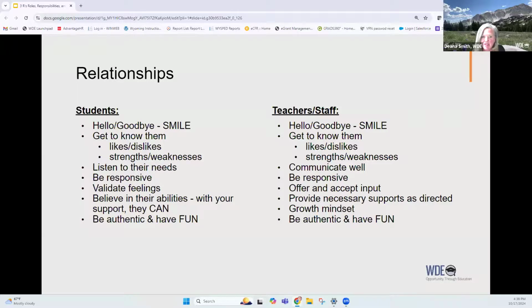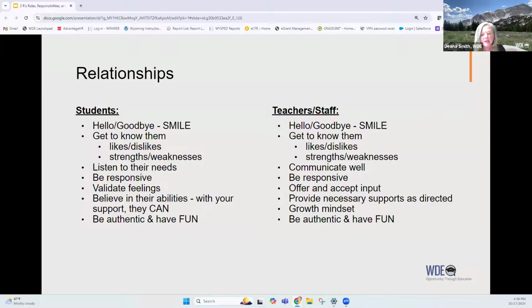So here's the one about teachers and staff. When we're talking relationships, what do you notice about these two lists? The majority of them are exactly the same, right? Just because we grow up doesn't mean we don't have a lot of the same needs. We're human beings. We all have a lot of the same needs. And I love the one about just being authentic and having fun. We can laugh, we can make things fun. Learning should be fun. That's when we want to learn.